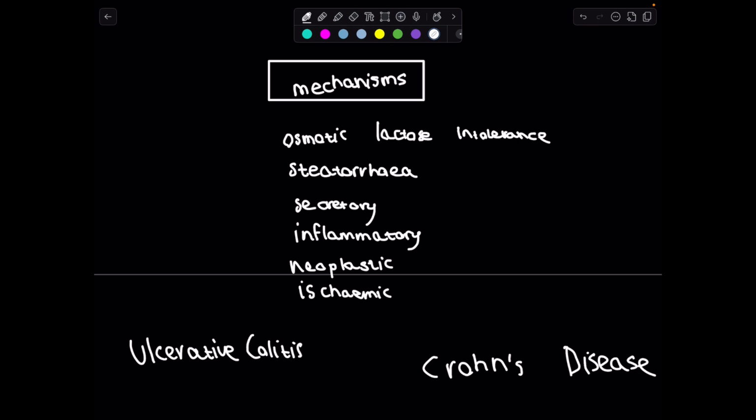So, I'm still confused. What's the difference between continuous, discontinuous, and with granuloma and without? And sorry, guys, I'm just not going in.